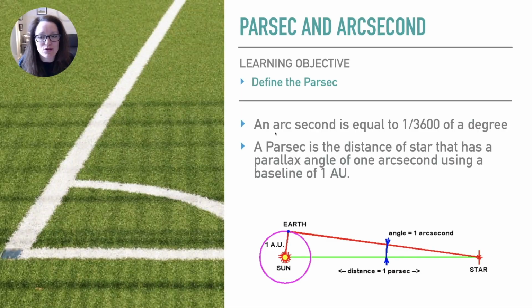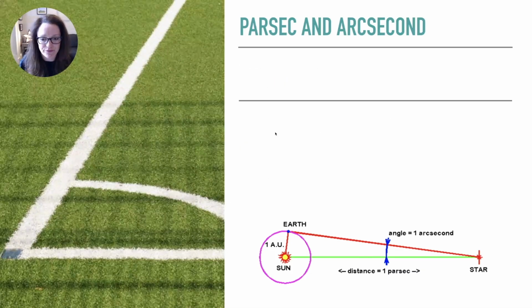And that angle is equal to 1/3600th of a degree. So it's absolutely tiny. If you think of a degree and then do 1/3600th of that, then that is an absolutely tiny angle. Okay, so an arc second is an angle and it's very, very small. An arc minute is an angle and it's 60 times greater than that. A parsec is the distance of a star that has a parallax angle of 1 arc second using a baseline of 1 AU.